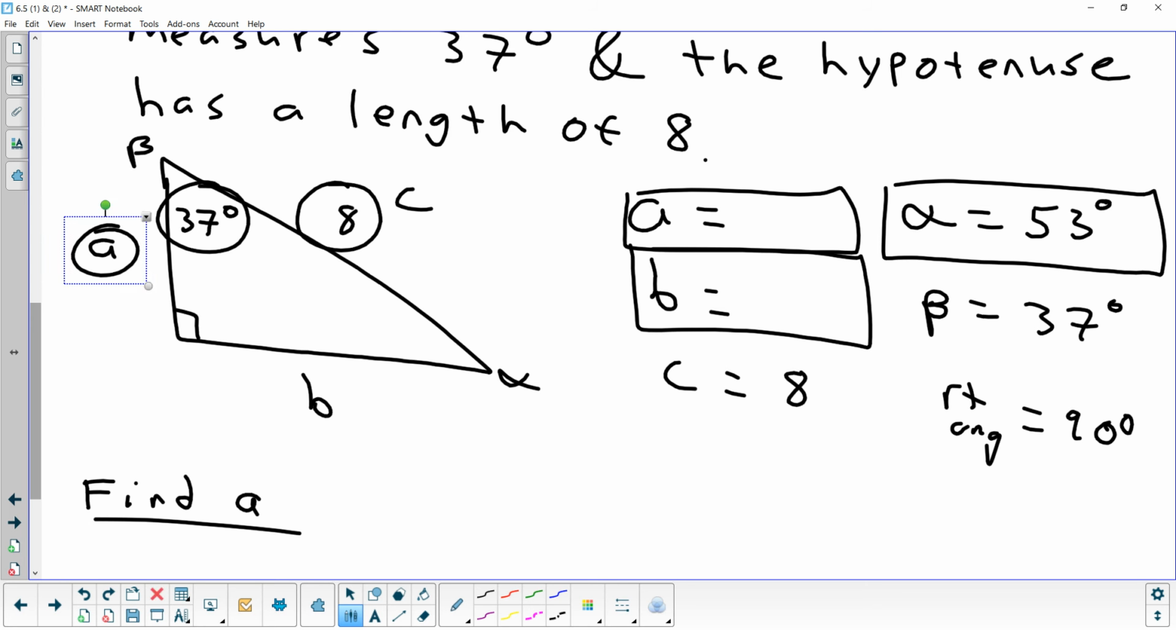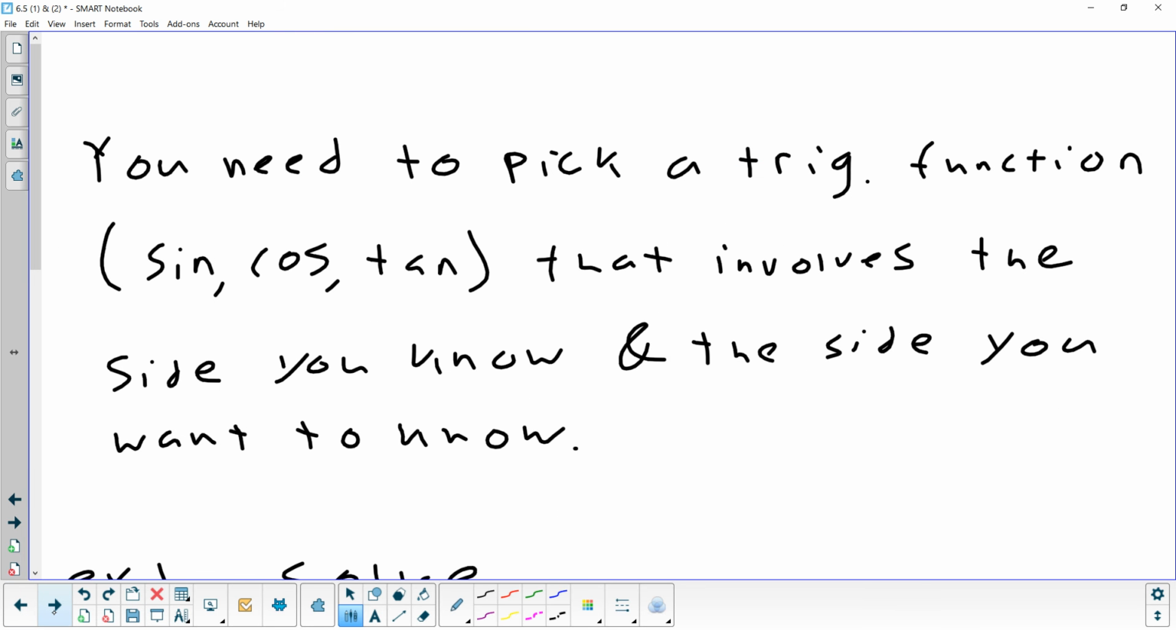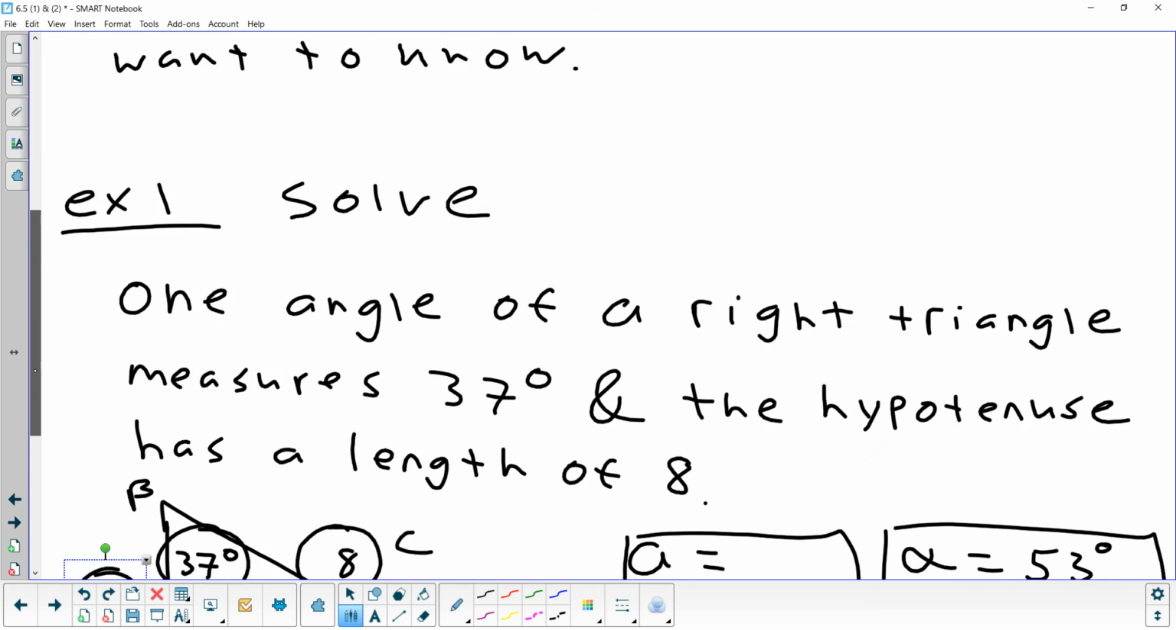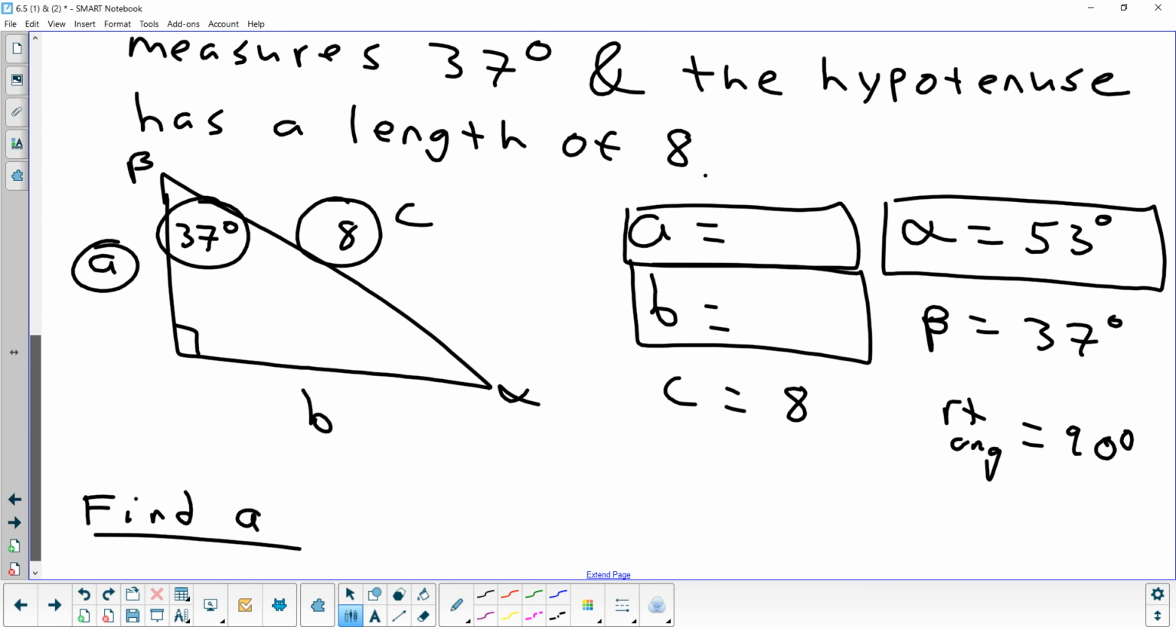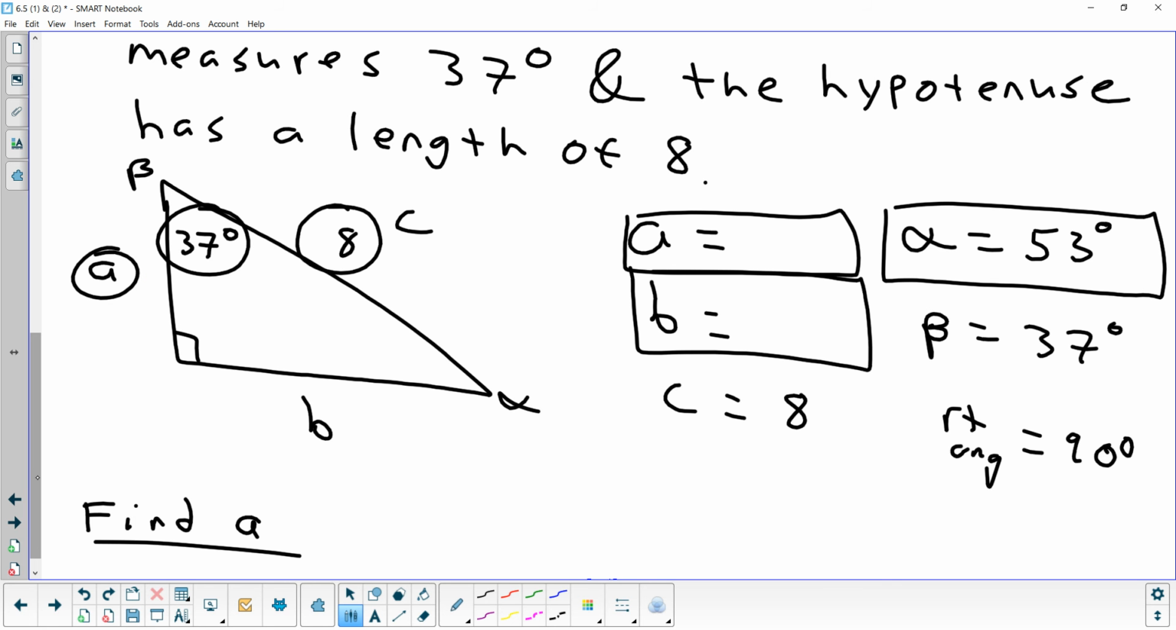Now, I need to know the name of this, because my next step is to determine, should I use sine, cosine, or tangent? To do that, I need to figure out the names of the 2 sides that I'm using. What's the name of the side that we've called A because it's right next to the angle? What do we call it? Yep. That's the adjacent. What do we call the side we've labeled 8? Jake? The hypotenuse. So in order to find A, which is the adjacent, you have to use 8, which is the hypotenuse.